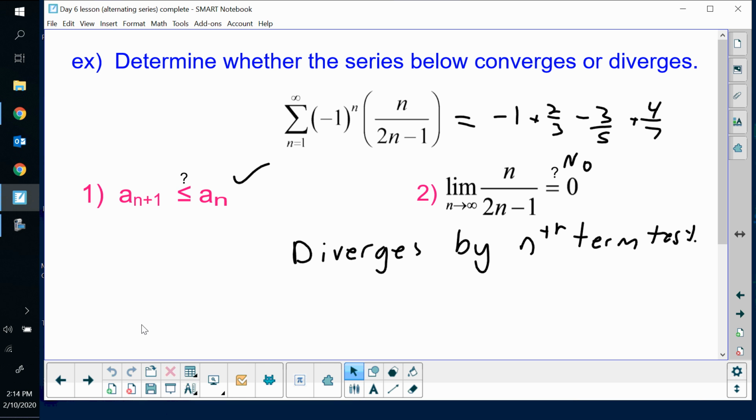Now, when you list out a few terms, it is pretty easy to see when a series alternates. So that's why this test is pretty easy to identify when you should be looking to do it. And it's a pretty quick check on whether it converges. So that's why it's a popular one.